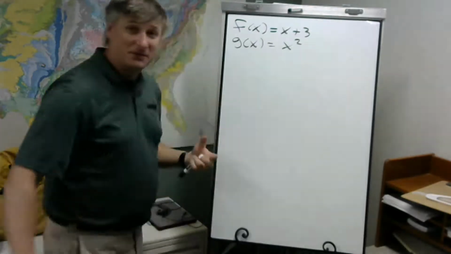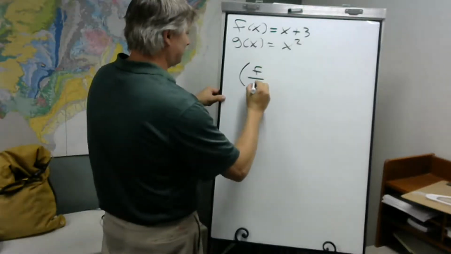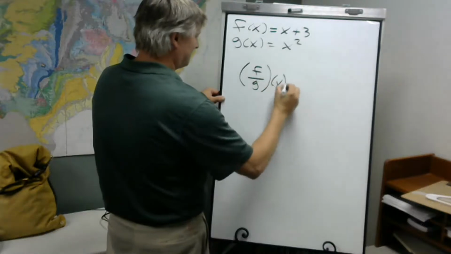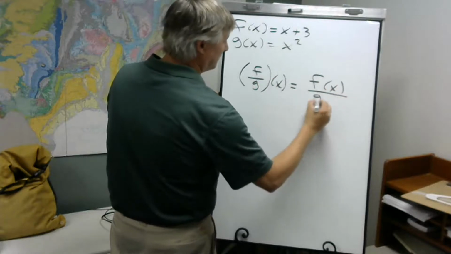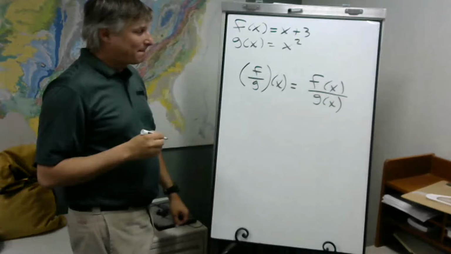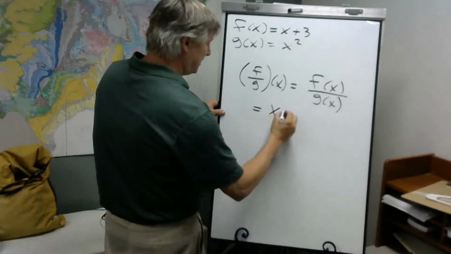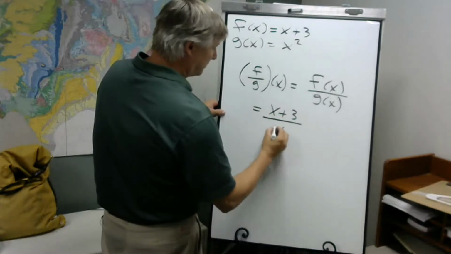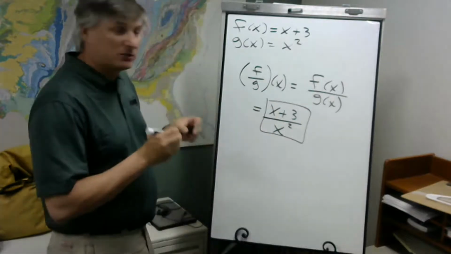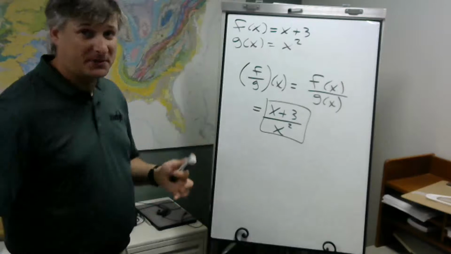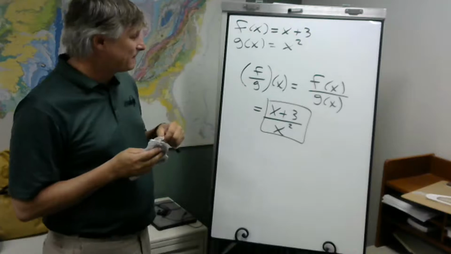Finally, division. For division, we write this. It's f of x over g of x. And we substitute for f of x and g of x: x plus 3 over x squared. That's it. There is actually one more. We'll talk about this. It's called composition. So that's your f divided by g.